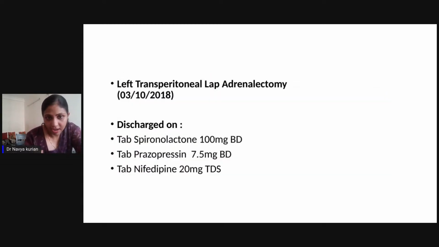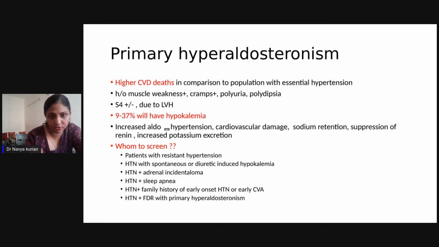So his left transperitoneal adrenalectomy was done, and he was discharged on spironolactone 200 mg, prazosin 15 mg, and nifedipine 60 mg. His hypertension improved, but he didn't sustain a cure because the duration of his hypertension was long, and it would have produced irreversible changes in his systemic vasculature. This emphasizes the importance of early diagnosis.